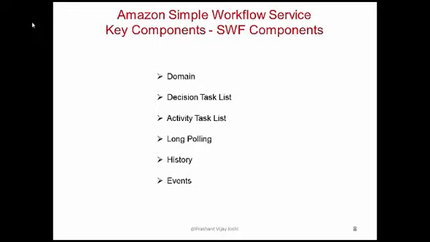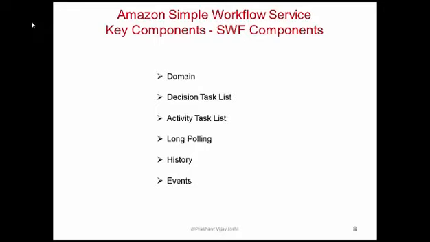Long polling. Long polling is a mechanism which helps to communicate between different components of the Simple Workflow Service framework. For example, if a worker application sends a polling request, the framework will check whether there is any task associated with the decision list. If there is a task, it will send the data to the workflow worker. If there is no task, it will wait for 60 seconds to check whether a task comes. If the task doesn't come within 60 seconds, it will close the connection.